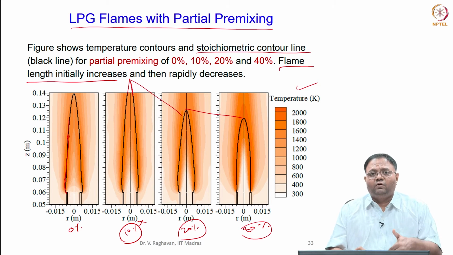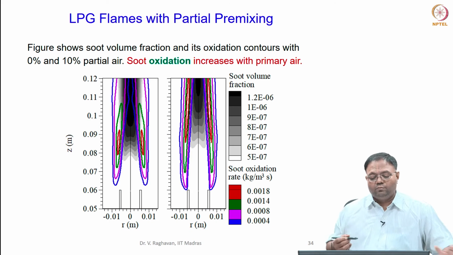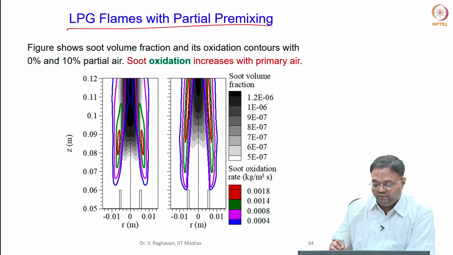What it does to the soot is what is important. So, let us see that. Let us take these two cases first, 0% and 10%, and see how the soot behaves. Again, numerically predicted soot contours are given here.